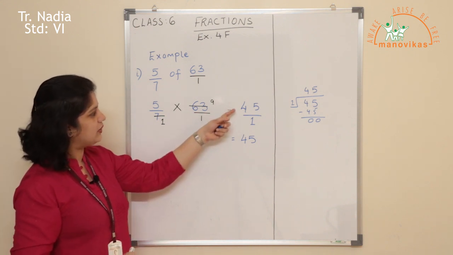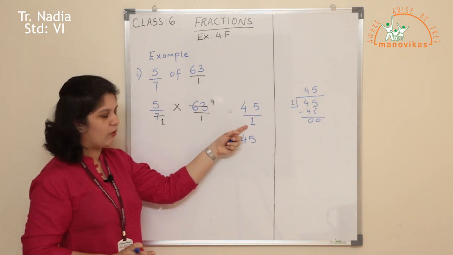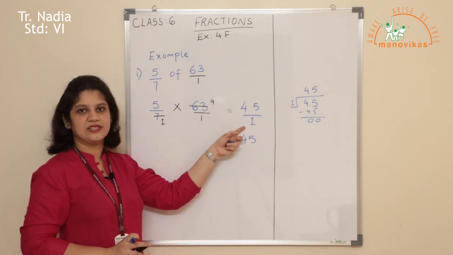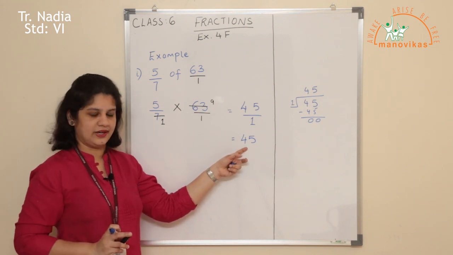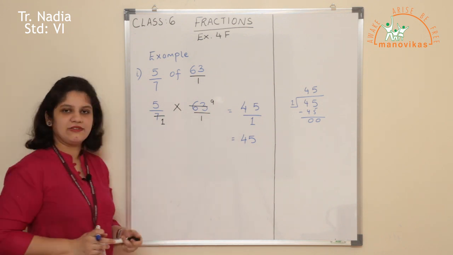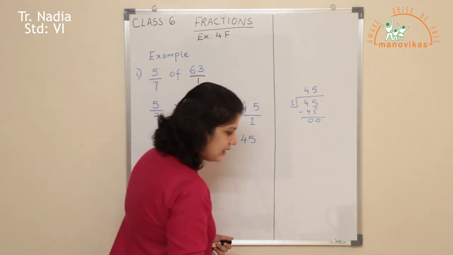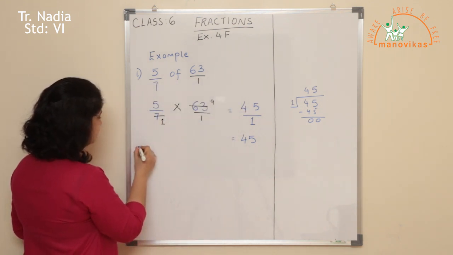That is why whenever you get a fraction in this form, upon 1, when the denominator is 1, the answer is a whole number, which is just the numerator. Alright, so this is how I have solved the first sum. Let us take another example.